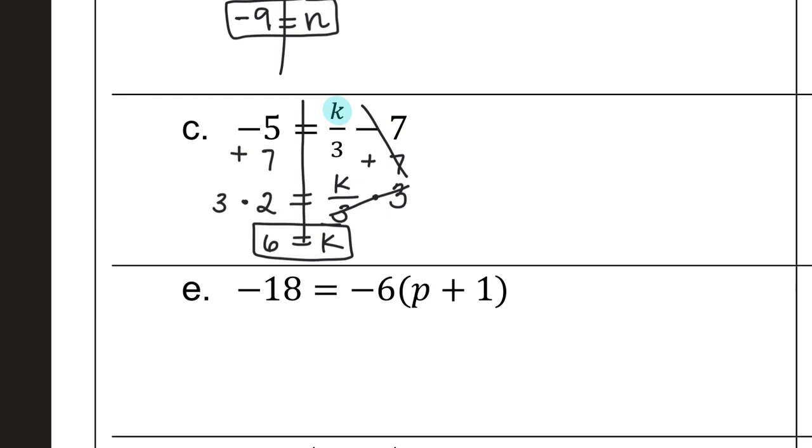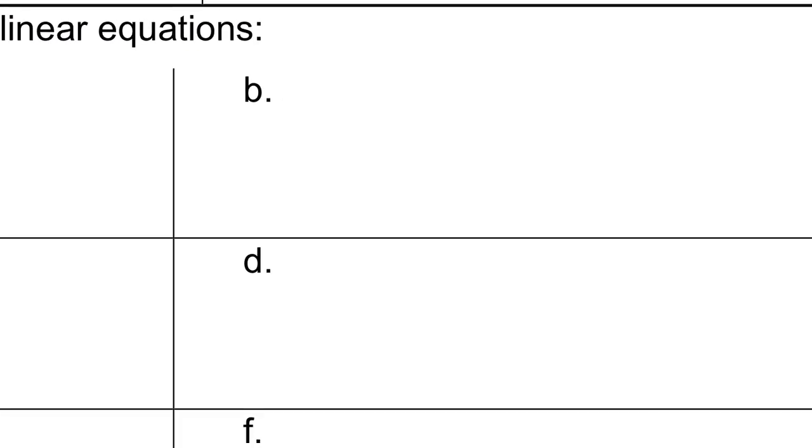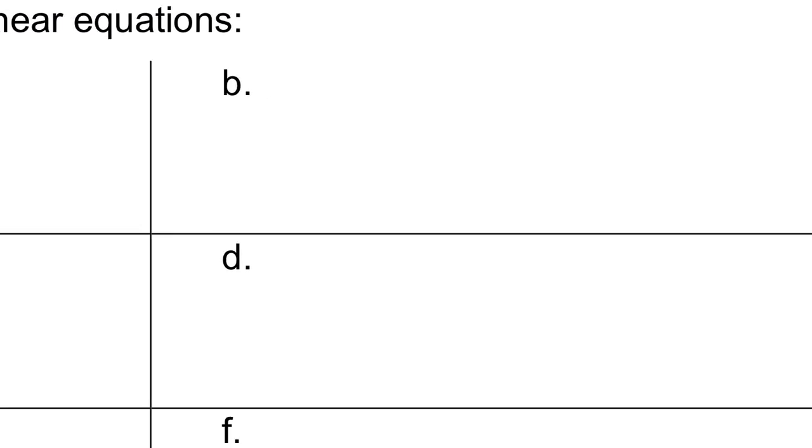Now I'm going to give you guys 2 more to work on. So for B and D, I'd like you guys to write for B, 72 equals 4m. And for D, -3 equals 2 plus a over 15. So I'd like you guys to pause the video and try those two on your own.